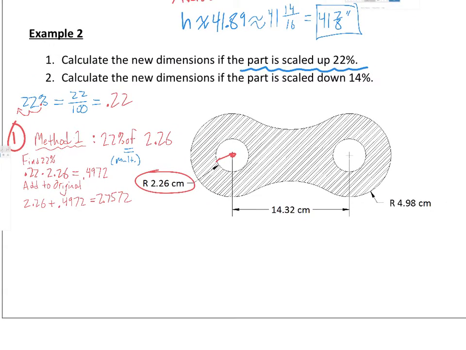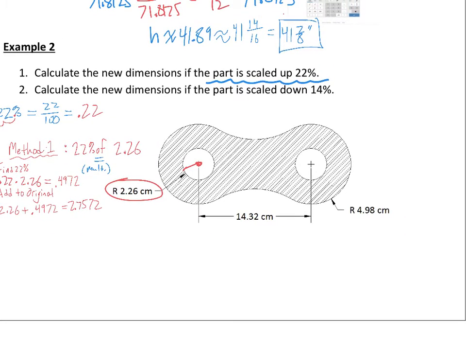Now it doesn't tell us what to round to here. Usually if we start with 2 decimal places, we can round to 2 decimal places. To 2 decimal places.